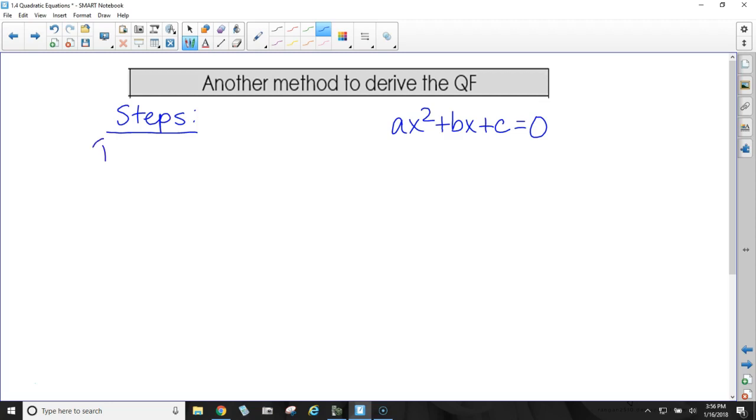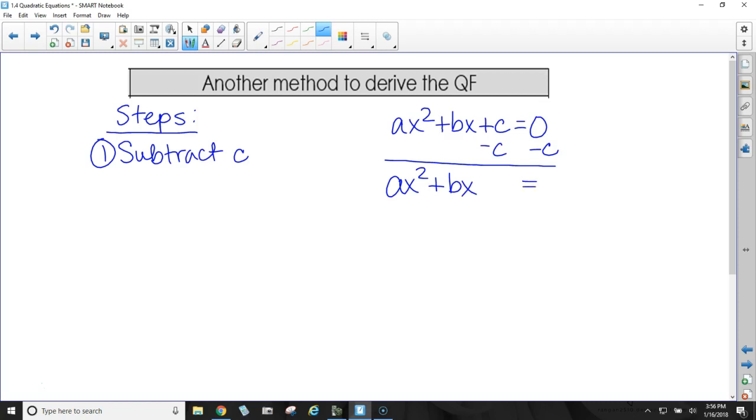Okay, so step number 1, I'm going to subtract c from both sides of the equation. Why? Because I can. Now I have ax squared plus bx equals negative c. Now, we're not completing the square, and so it's perfectly okay for the lead coefficient of a to stay there, because we're not completing the square anymore. We're doing something different. We're deriving the quadratic formula, but by another method.